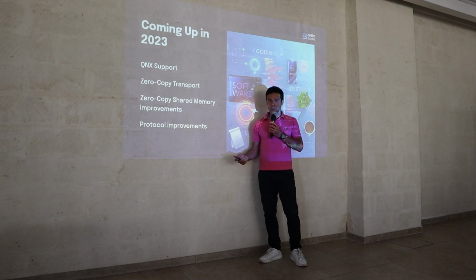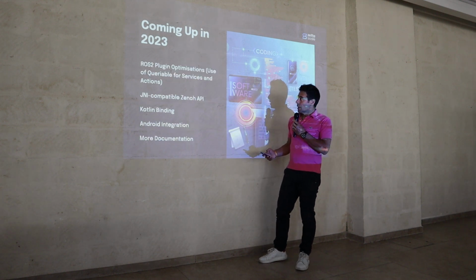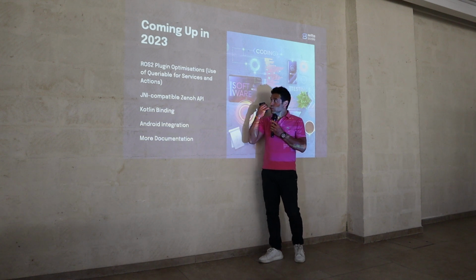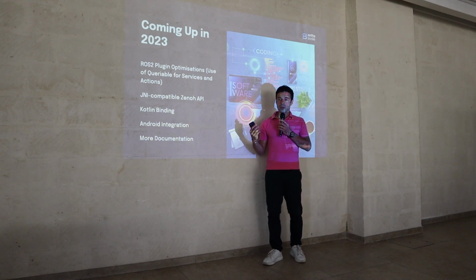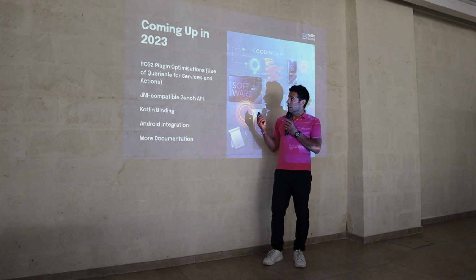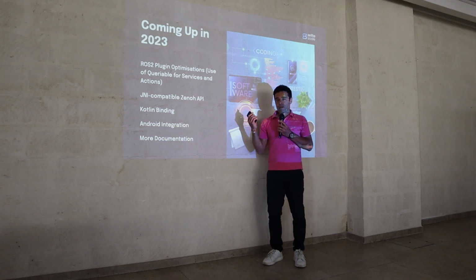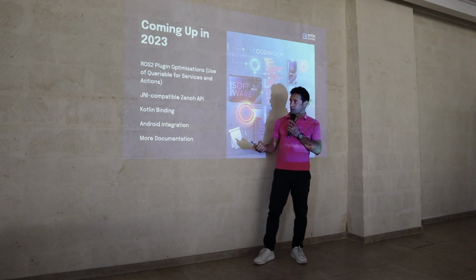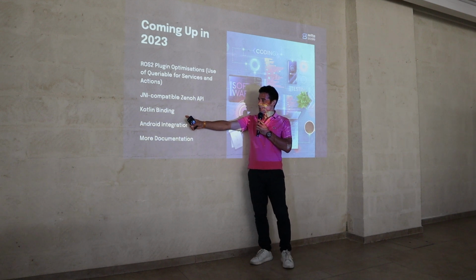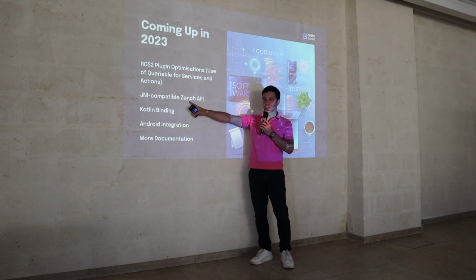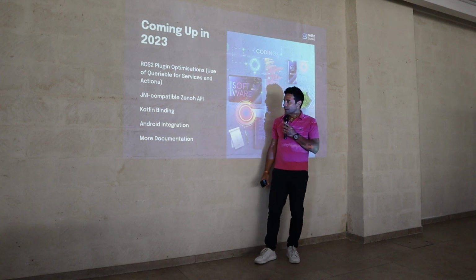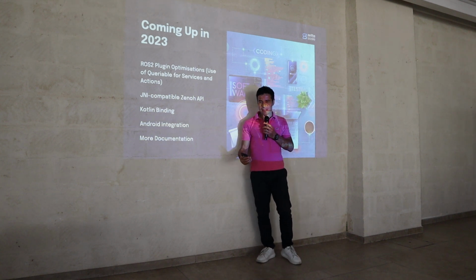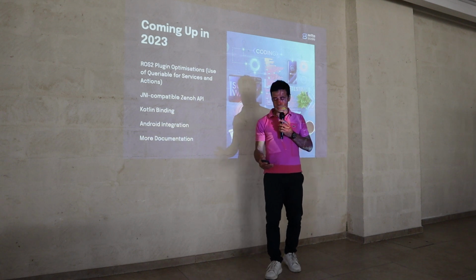And some protocol improvements are also coming up. Then some additional ROS2 plugin optimization, mostly leveraging queryables for services and actions. We are building a JNI compatible API library for Zenoh, which will be used for our Kotlin binding, but anybody that fancies doing Java or Scala or whatever could do that on top of the Kotlin binding or sit straight on the JNI compatible Zenoh API. Android integration and more documentation are coming up as well.